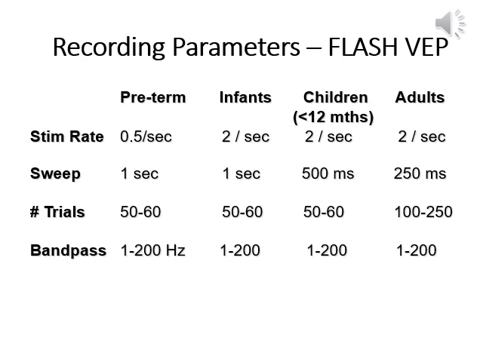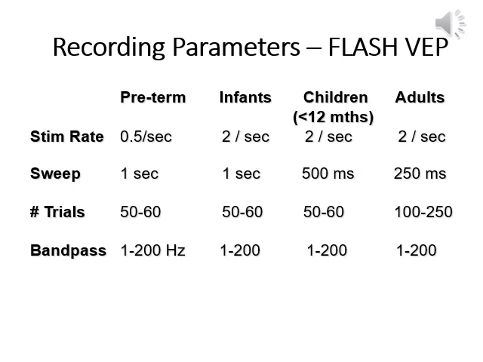The recording parameters for the flash VEP are as follows. In adults and children, the stimulus rate is 2 per second. Infants can also be tested at 2 per second, or if a good response is not seen, the stimulus rate could be slowed down in an infant. The stimulus rate needs to be slowed down in a preterm infant and is typically at half per second, or 1 stimulus every 2 seconds.